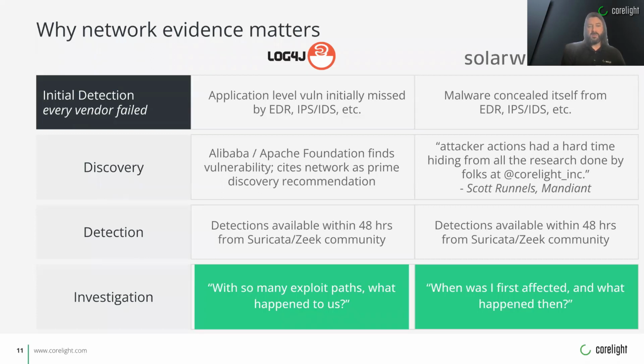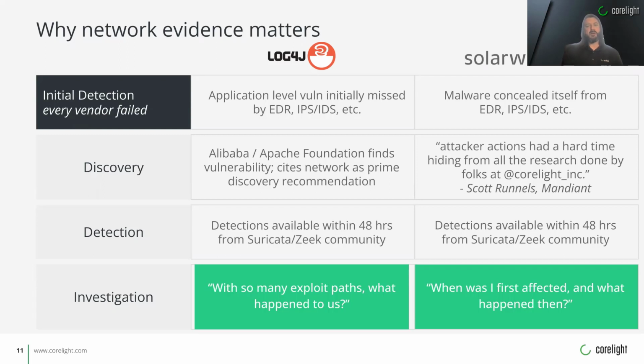However, they were ultimately uncovered by curious individuals who had access to the right evidence. I'm talking about security researchers. In the case of SolarWinds, Mandiant uncovered this threat and credited the network as playing a crucial role in finding it. These are great examples of how, using an evidence-based approach, you can rapidly identify and rapidly investigate past attacks and past exploitations.